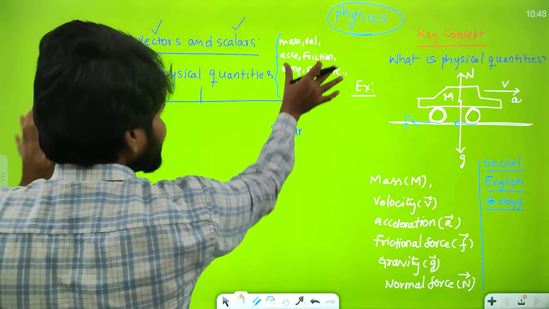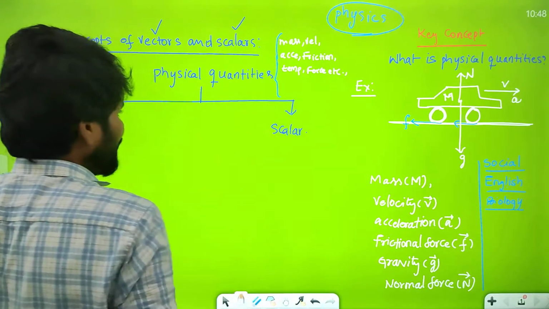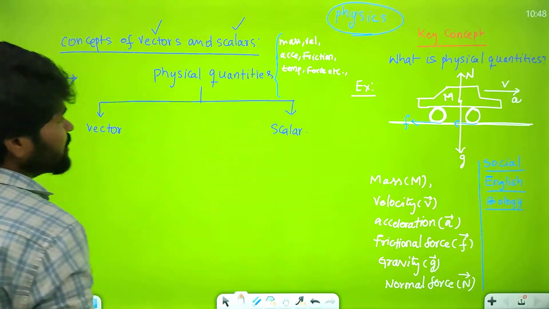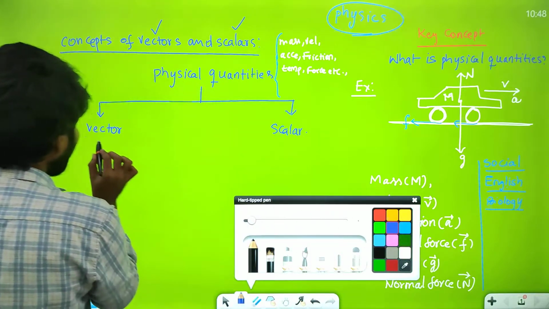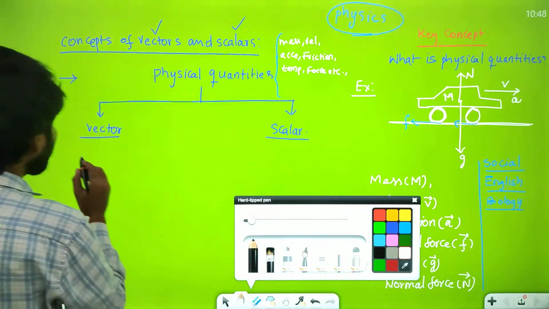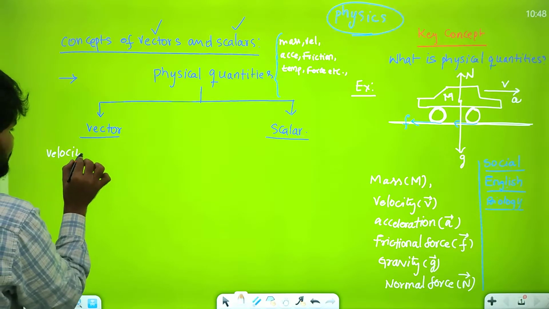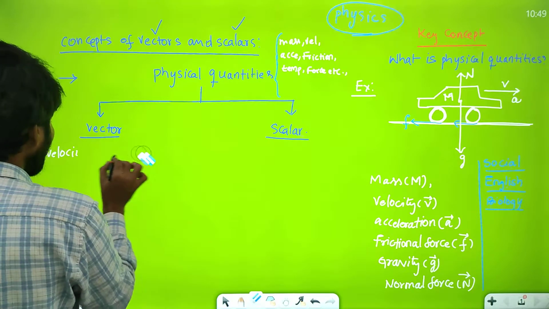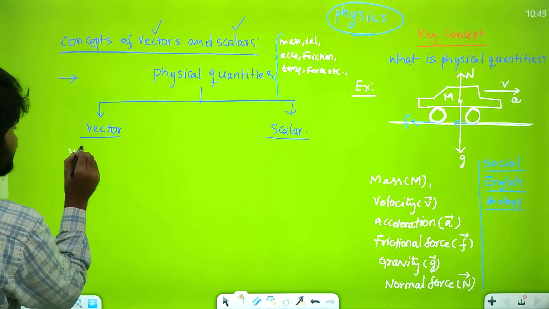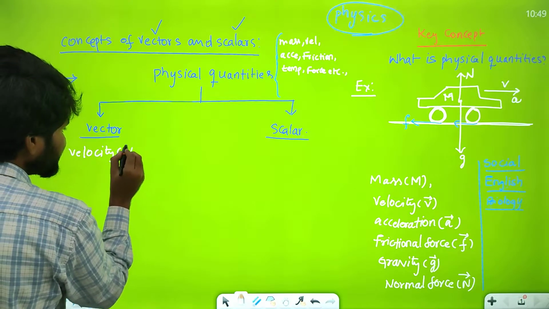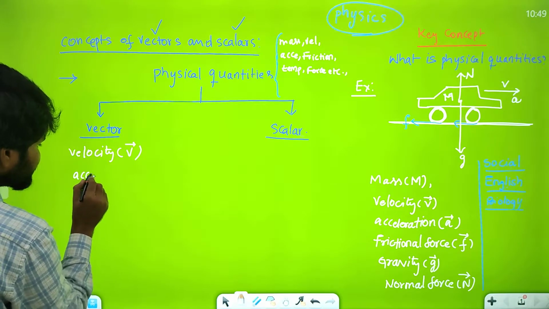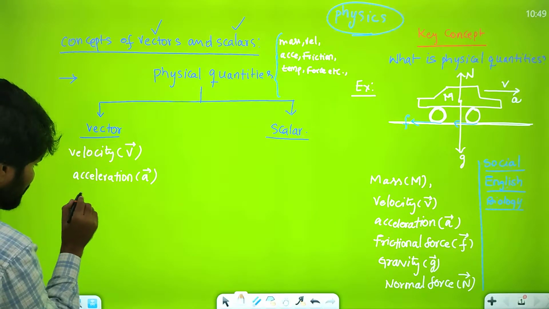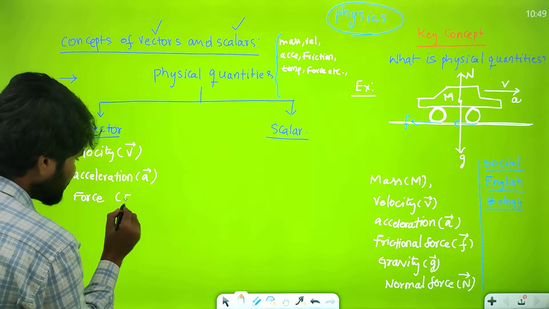Let's see how these physical quantities are represented into two categories, vectors and scalars. Here I am writing some physical quantities here and some physical quantities there. Under the vector category, I am writing some physical quantities: velocity, represented as V, acceleration, represented like this, and force, represented like this.